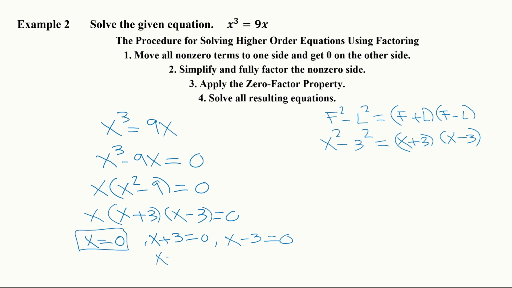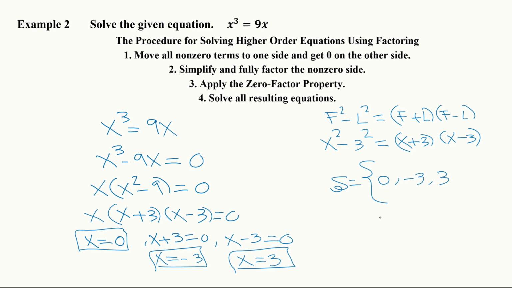For the second one, we get x equals, remember we're going to move the positive 3 to the other side, becomes negative 3, so x equals negative 3. And for this one, we'll move the negative 3 to the other side, so we get x equals 3. So there are 3 solutions. We're going to write S equals the set containing 0, negative 3, or 3. Now, I didn't put those in any particular order because order does not matter when it comes to sets, okay?